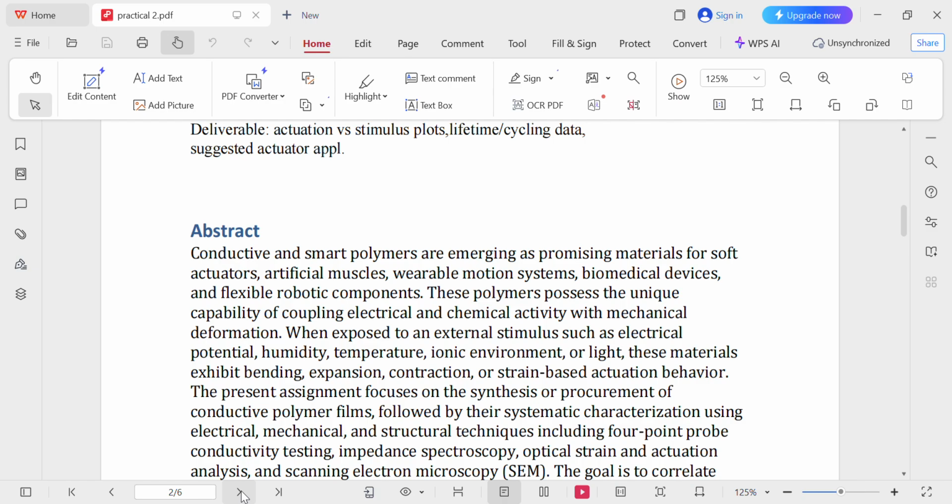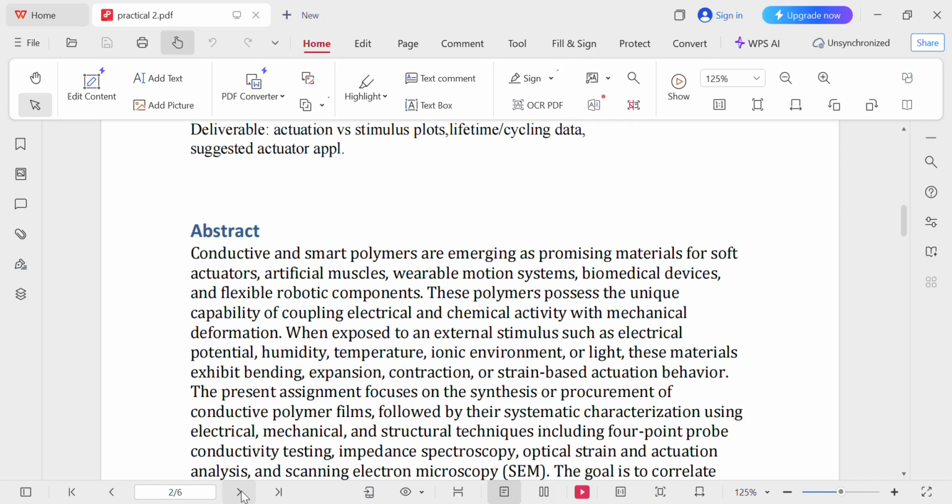Abstract. Conductive and smart polymers are emerging as promising materials for soft actuators, artificial muscles, wearable motion systems, biomedical devices, and flexible robotic components. This means that conductive and smart polymers are special plastics that can conduct electricity, and they are becoming very useful for making soft machines like artificial muscles, wearable devices, medical tools, and flexible robots.